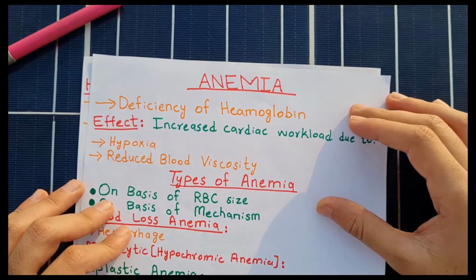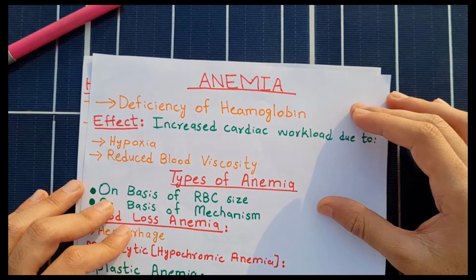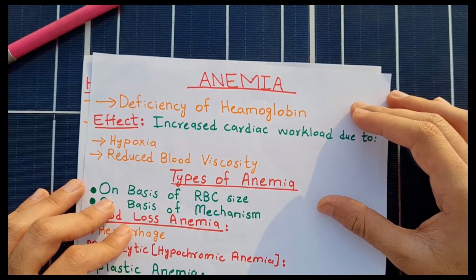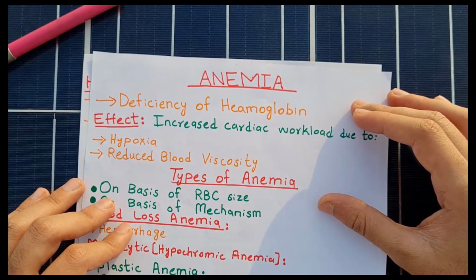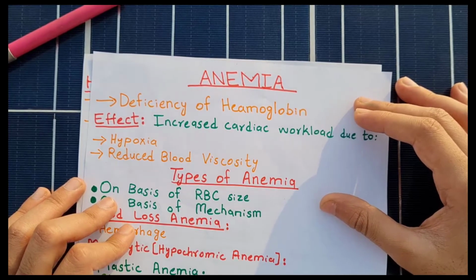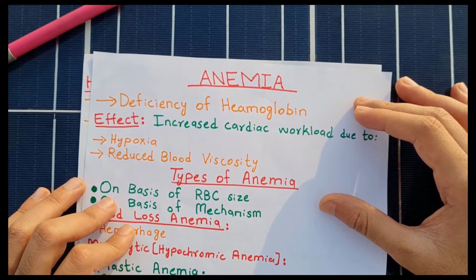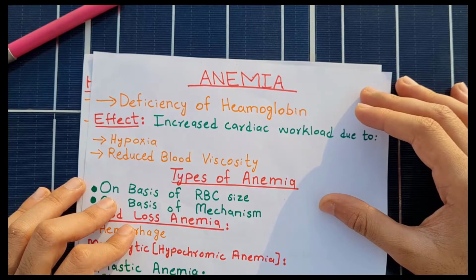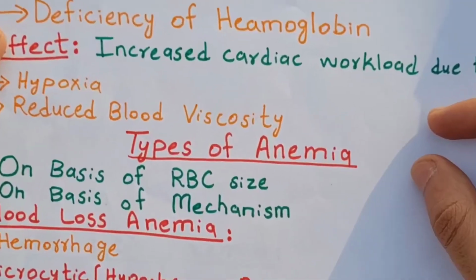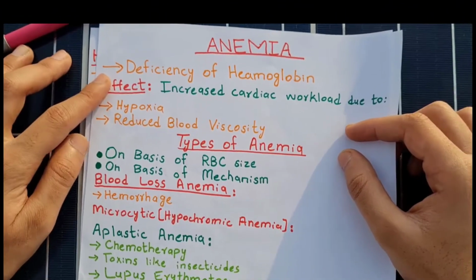So in case of resting situations, this increased cardiac output will make up for the decreased hemoglobin. However, when such anemic patients undergo exercise or any condition which will lead to increased overall metabolism of their body, in that case they will suffer from hypoxia. So now let's discuss different types of anemias.